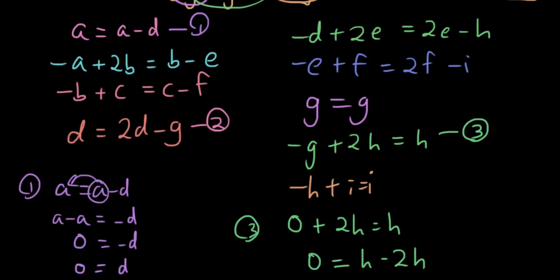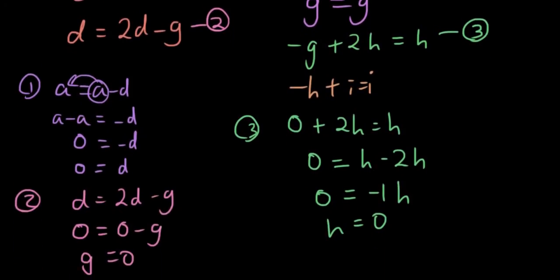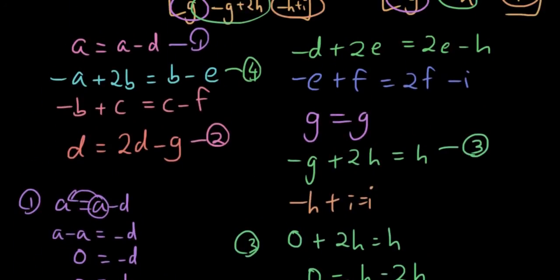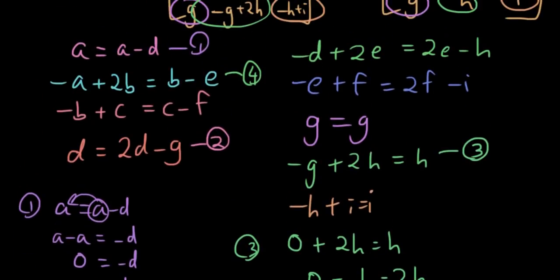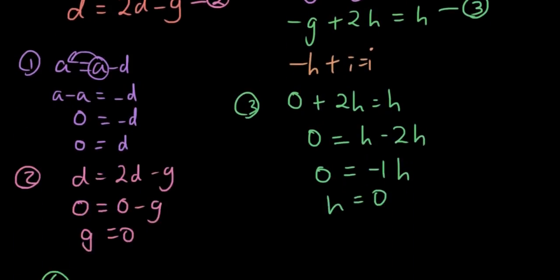So it doesn't seem like there's any more easy ones. So I'm going to start doing equation 4 here. So I'm going to reorganize equation 4. So I have negative a plus 2b equals b minus e.